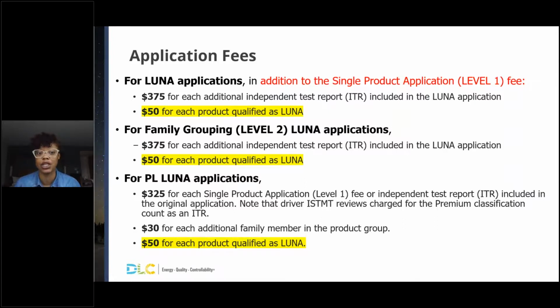If you want to get more information or want to investigate what your potential LUNA fees are, please feel free to reach out to applications@designlights.org, and we will work through an investigation of your potential LUNA fees for your applications. So once again, for family grouping level 2 applications, there will be no changes to the ITR fees, just the additional $50 per product fee for LUNA. And with LUNA applications, you will have the single product application level 1 fee or ITR fee in addition to the $50 per product qualification fee for each LUNA product.